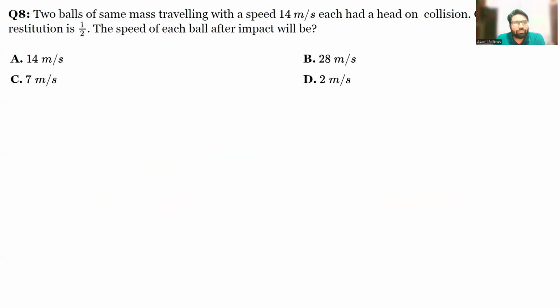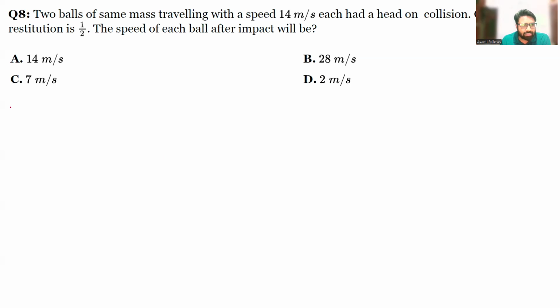Now we have two balls of same mass traveling with a speed of 14 meter per second. Each had a head-on collision. The coefficient of restitution is 1 by 2. The speed of each ball after impact will be. So this is a pure question of head-on collision, and the coefficient of restitution is also given.